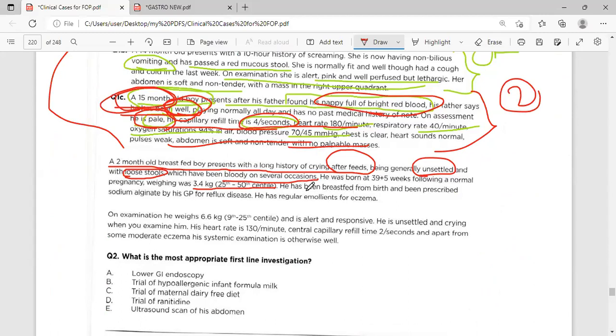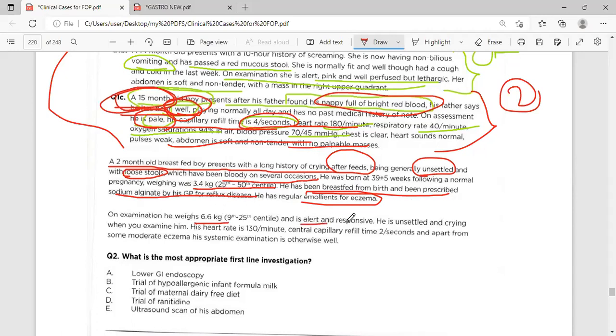He has been breastfed from birth and has been prescribed sodium alginate by the GP for reflux disease. So he has been given an antacid. He has regular emollients for eczema. On examination, his weight is 6.6 kg, which is less than the 25th centile. So weight is decreasing. Before it was 25th to 50th centile. Now it is 9th to 25th centile. That means weight has decreased a lot.